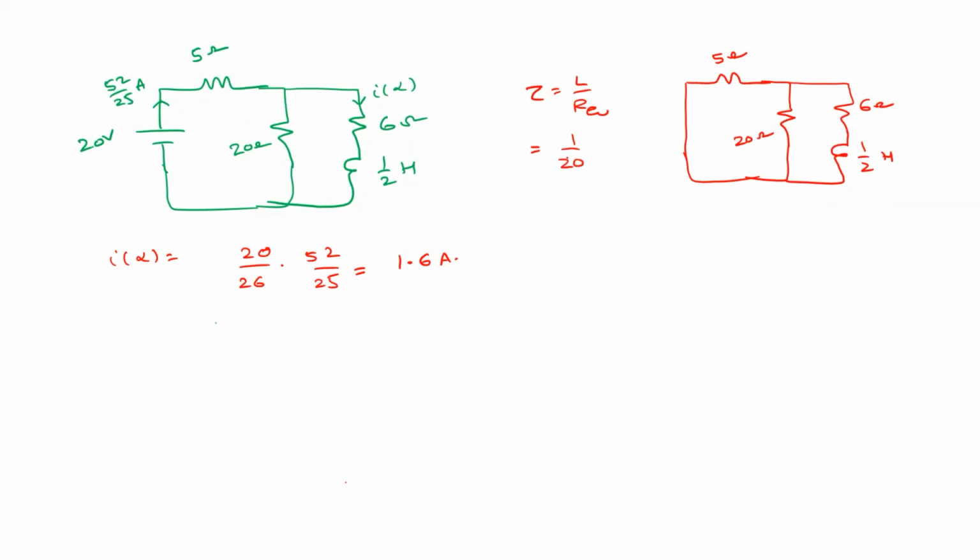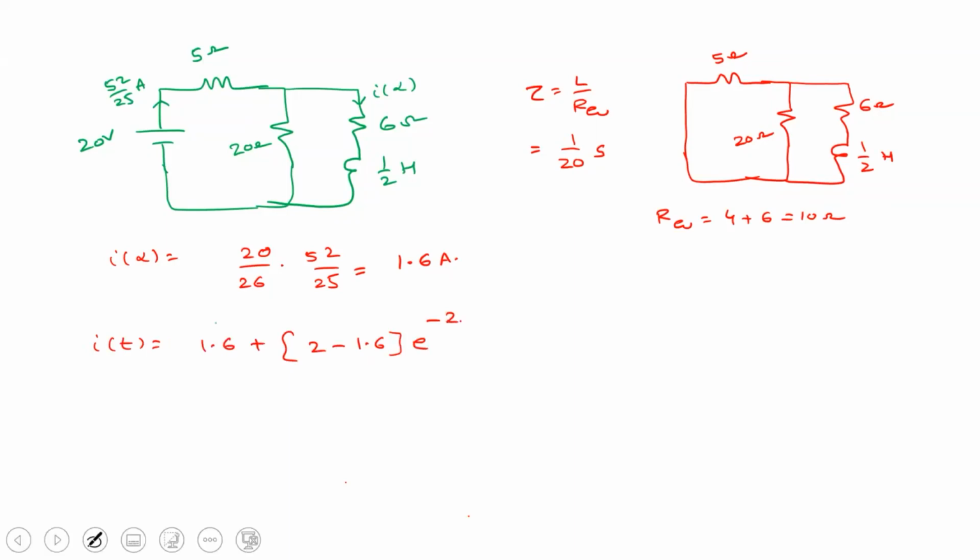So that means tau is 1 by 20 seconds, right? Yes, sir. Okay. So this R equivalent is 4 plus 6, 10 ohm. So from this, what is the final one? What we require is i of t. That is the initial value 2, minus 1.6, into e to the power of minus 20t, right? Which is equal to 1.6 plus 0.4 into e to the power of minus 20t.